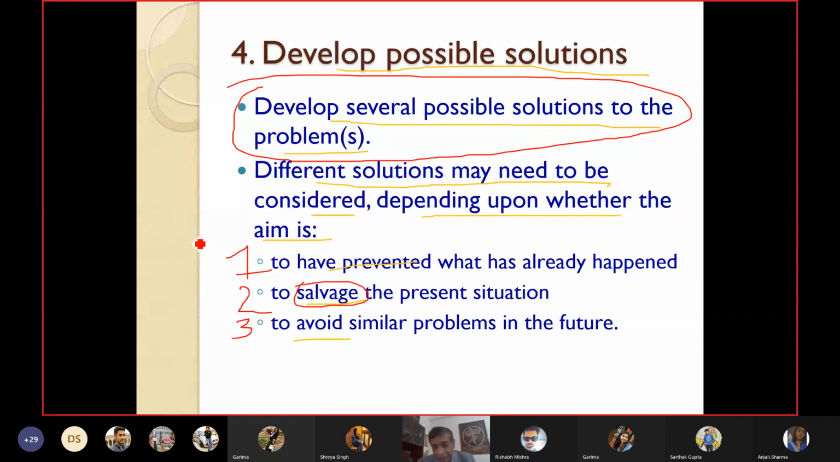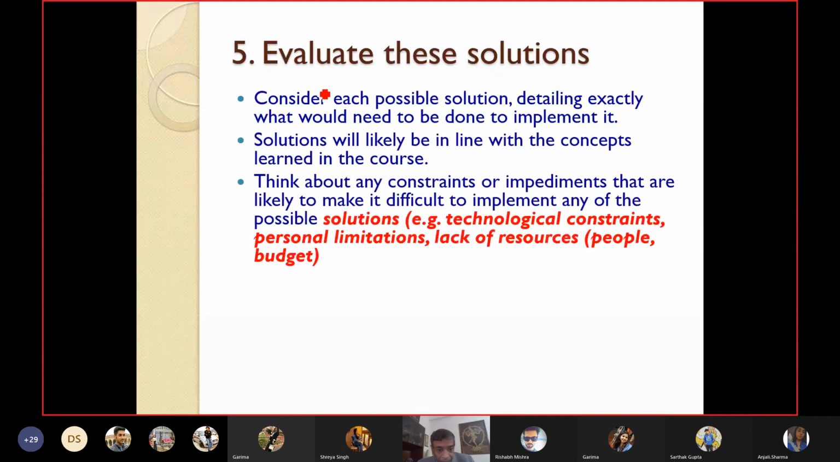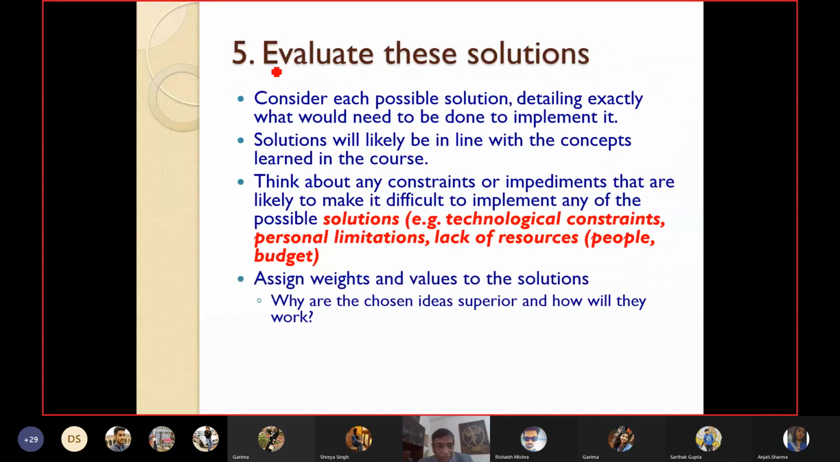You want to prevent what has actually happened. You want to salvage the situation. You want to avoid similar problems in the future. Now, ladies and gentlemen, fantastic. Evaluate these solutions. Consider each possible solution, detailing exactly what needs to be done to implement it. Look, you've got many solutions. Look at the ones which you think are the best. And the solutions will be in line with what you study in the course. You will have certain conceptual applications of the theories which you study in various courses when you frame your solutions.